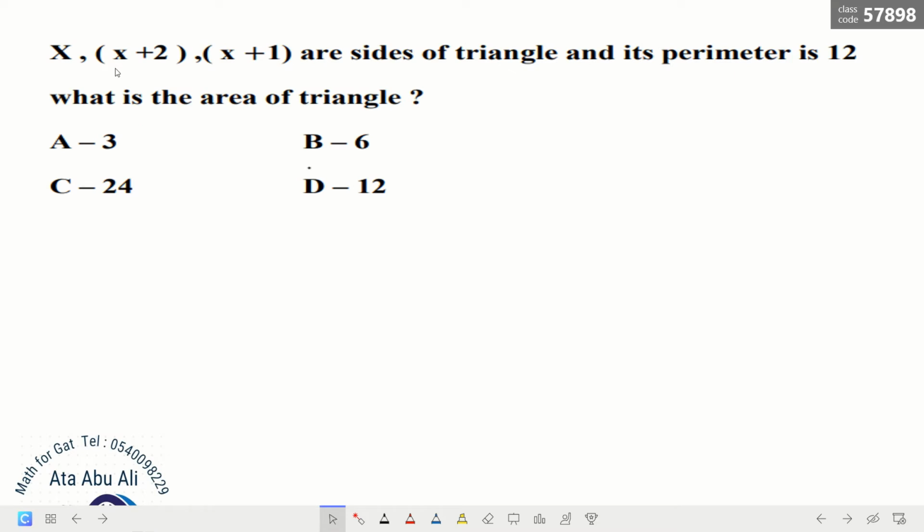Today our lesson is about the GAT, General Aptitude Test in KSA, Saudi Arabia. And our lesson for today is depending on triangles and polygons. So we start with this first example.